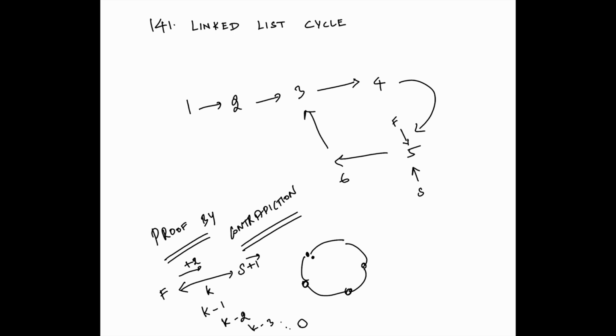Something that I've been thinking about, and I don't know the answer to this, is will this still work if the fast pointer moves 3 times as fast as the slow? Or is there something special about the value 2x for the fast pointer?